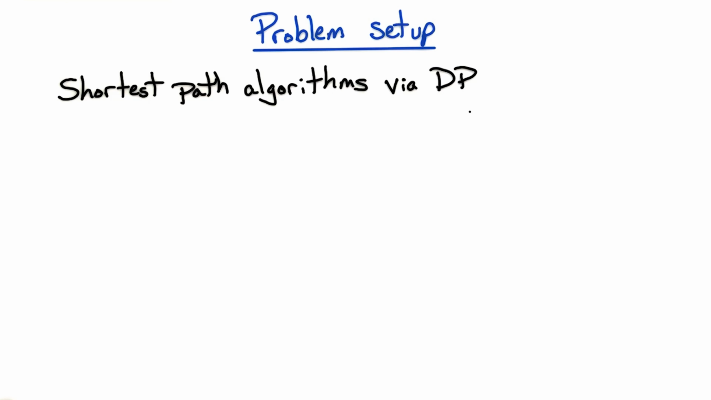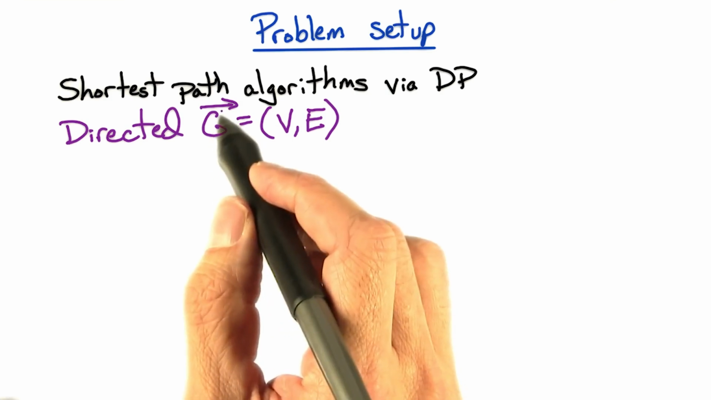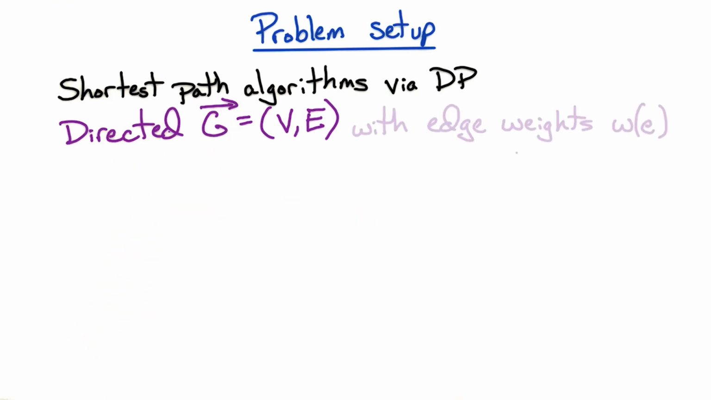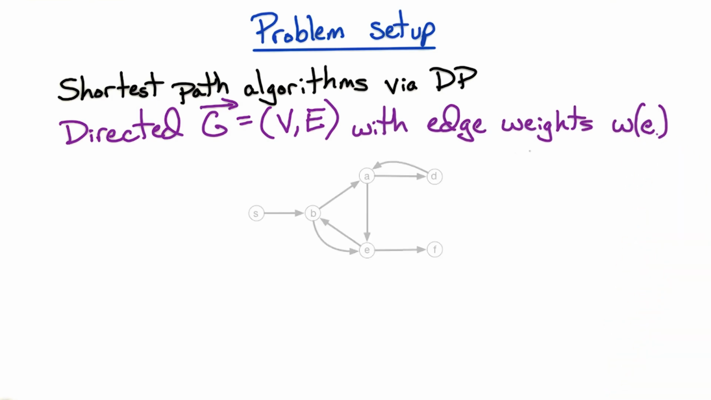In this lecture, we'll look at several versions of shortest path problems, and we'll use dynamic programming to design fast algorithms for these problems. The setting is that we have a directed graph, G, and we'll put the arrow on top to denote that it's a directed graph. And in addition, we have weights on the edges, which is denoted by W of E. Here's an example of a directed graph on 6 vertices. Let's add in some edge weights.